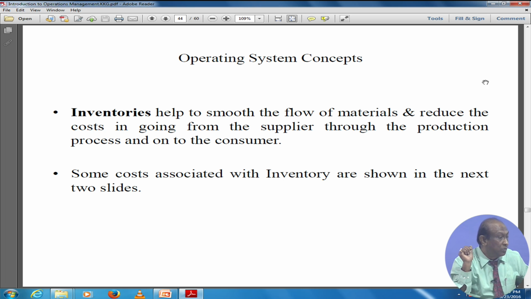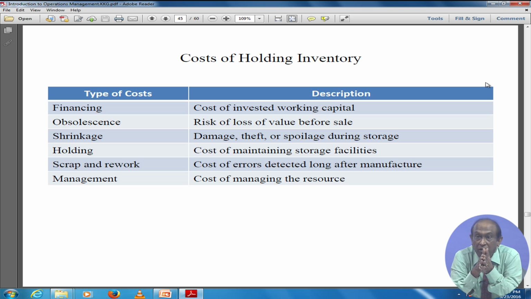So, let us look at some of the costs associated with inventory. Financing cost: I have already told you that in order to get that inventory, which is basically a part of your working capital, you have to take loans from the bank on which you pay interest, that is the financing cost. Obsolescence cost, which is the risk of loss of value before sale: you have stored something as finished goods inventory and it is there in your stores for a long time, by that time another better version of that particular product is available. So, those things become obsolete.